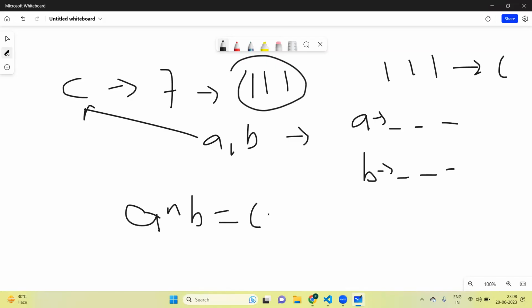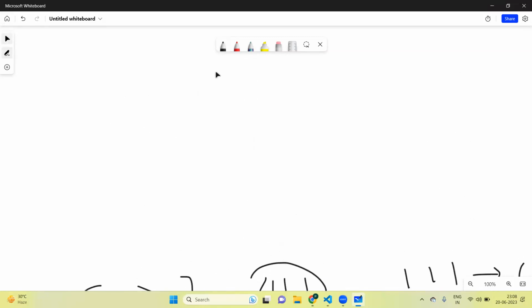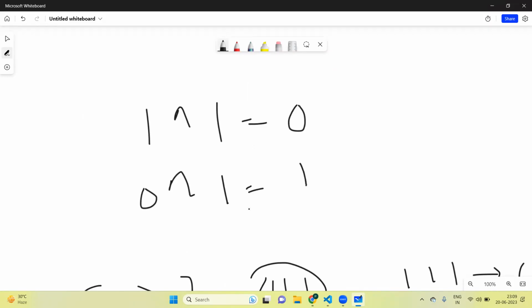Before moving ahead, we need to know a few things. Basically, we all know this fact: ones OR zero is one, zero OR one is one, and one OR zero is one. So we will use this idea and try to solve this problem.